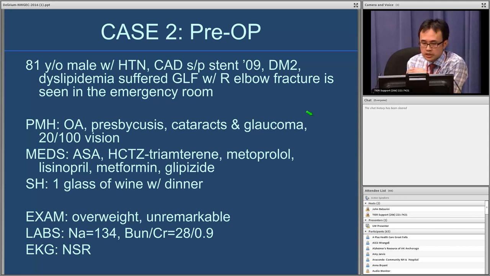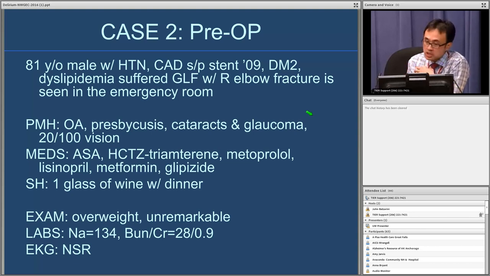His past medical history is consistent for osteoarthritis and hearing loss, cataracts and glaucoma, and he has poor vision, which is 20 to 100 with his vision. The medications are listed there where he's on an aspirin, he's on a diuretic combination there, a beta blocker called metoprolol, lisinopril, which is a blood pressure medication, metformin, and glipizide. Both those medications are to treat his diabetes. His social history, he drinks one glass of wine with his dinner, and before this fall, he was completely independent with his ADLs and IADLs.